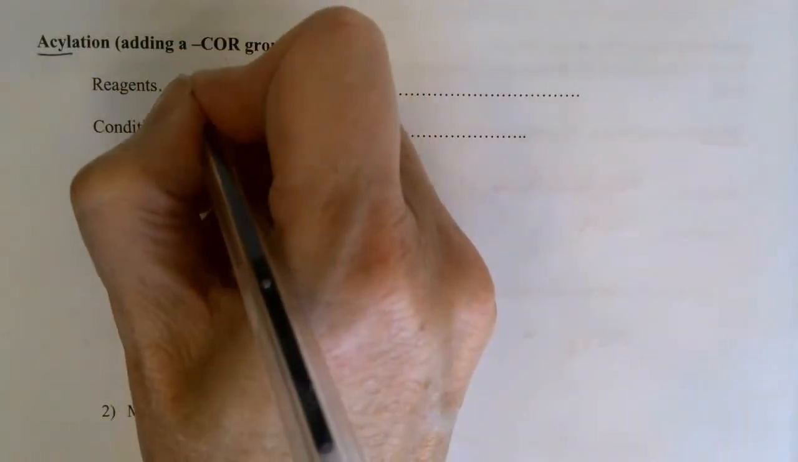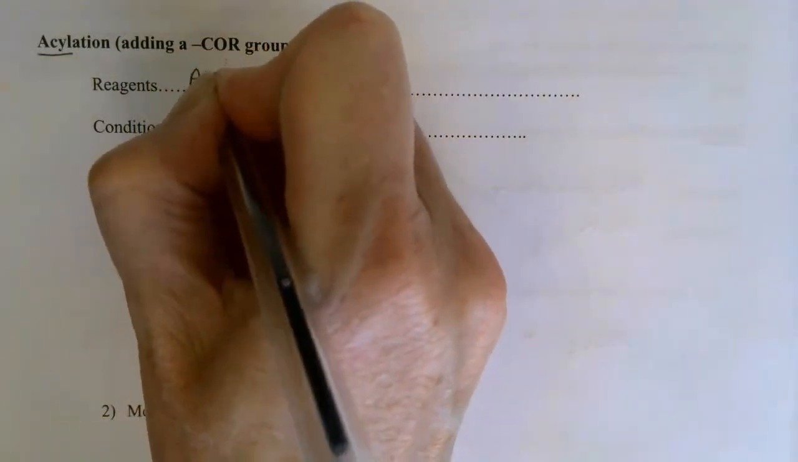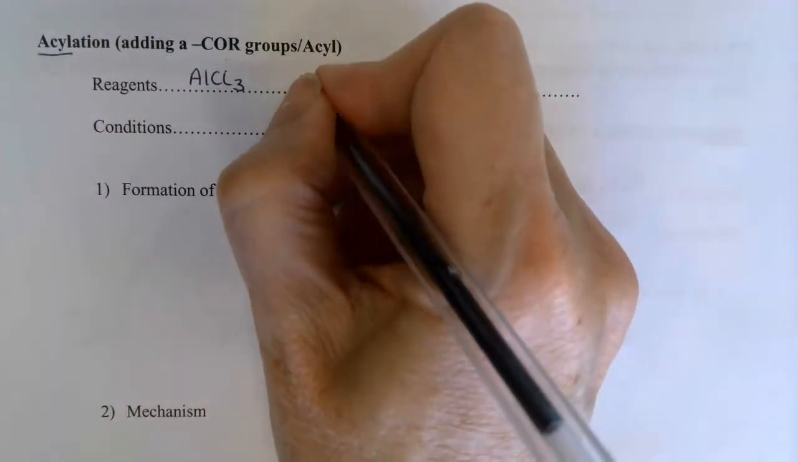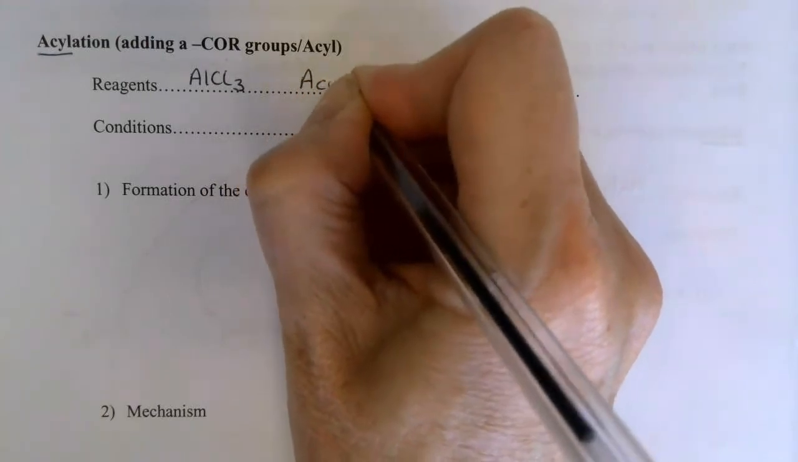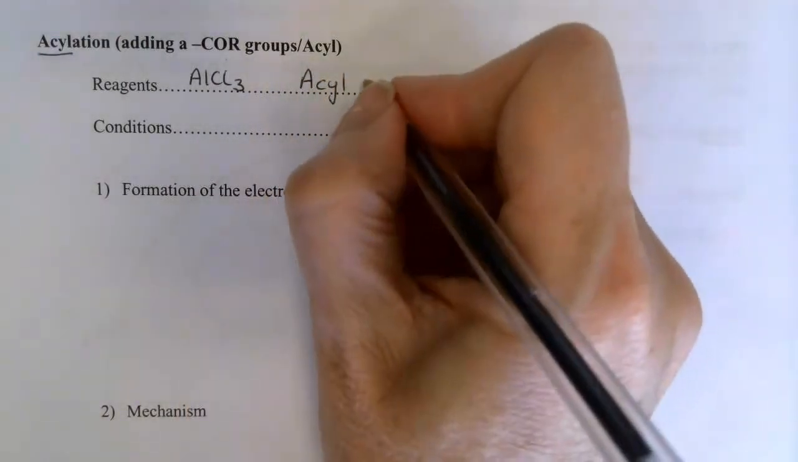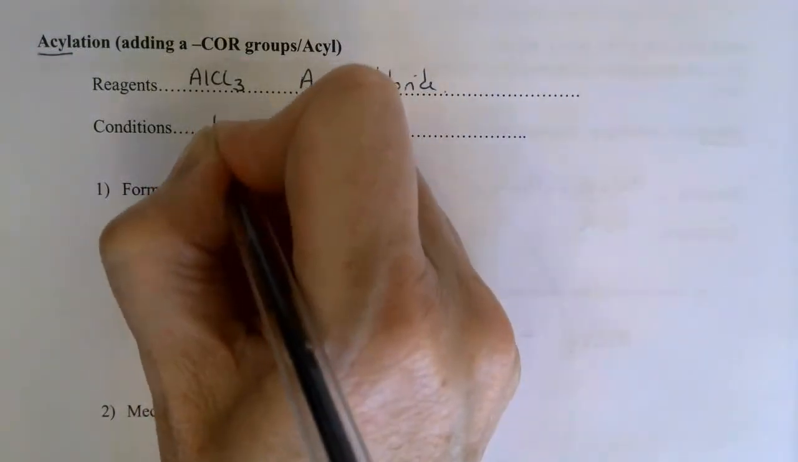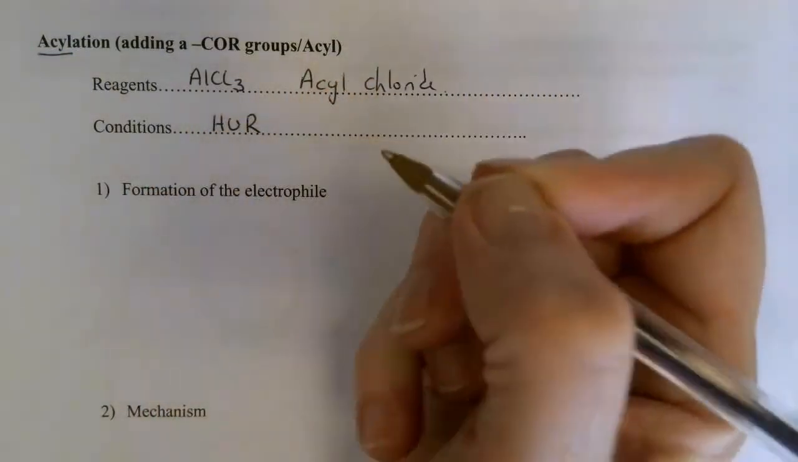So the last of these is acylation, ACYL, and this is adding this COR group on. So again, the reagents, very similar to before, I need a halogen carrier, AlCl3, which is acting as my catalyst. And this time I'm going to use an acyl chloride, ACYL, because it's acylation, acyl chloride. And surprise, surprise, it's heat under reflux again.